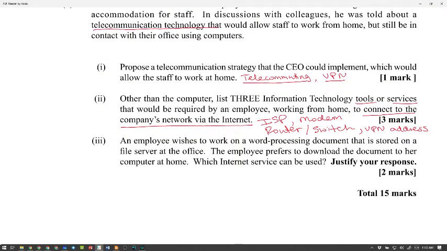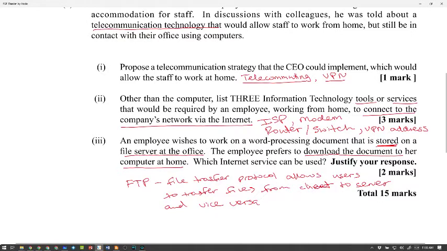Alright, an employee wishes to work on a word processing document that's stored on a file server at the office, so it's clearly not in their possession. The employee prefers to download the document to her computer at home. Okay, cool. Which internet service can be used? Justify your response. What do you use to download stuff from the internet?